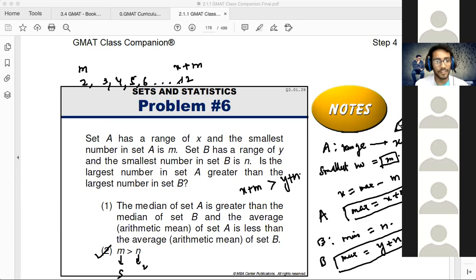Accordingly, the median of set A is greater than the median of set B, and the average arithmetic mean of set A is less than the average arithmetic mean of set B. Can we say using this that the largest number in set A is greater than the largest number in set B? How?